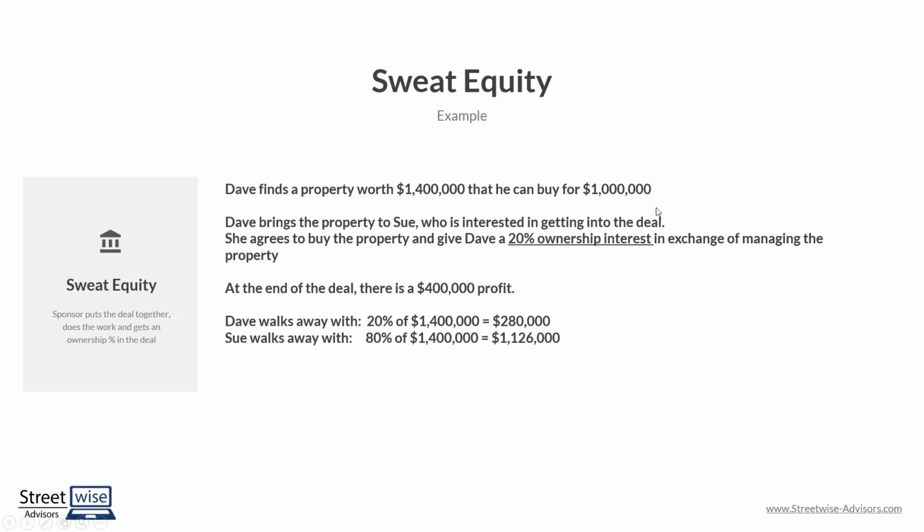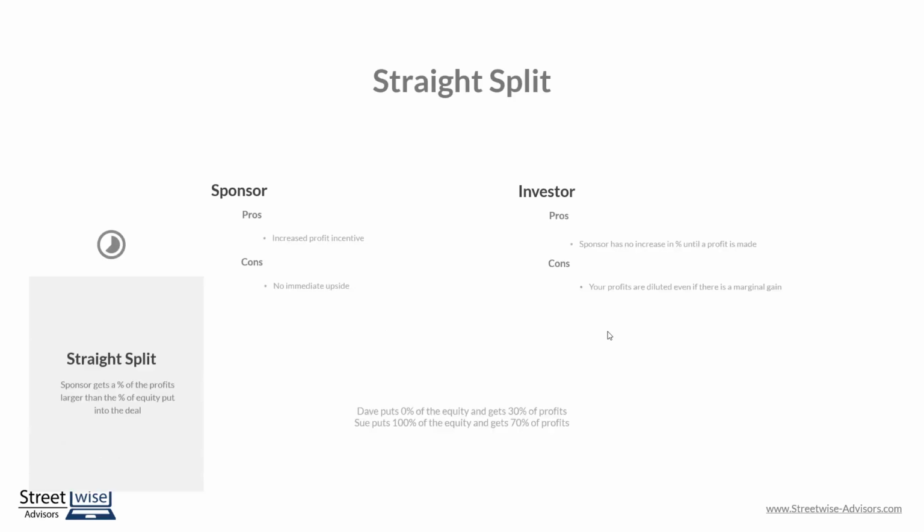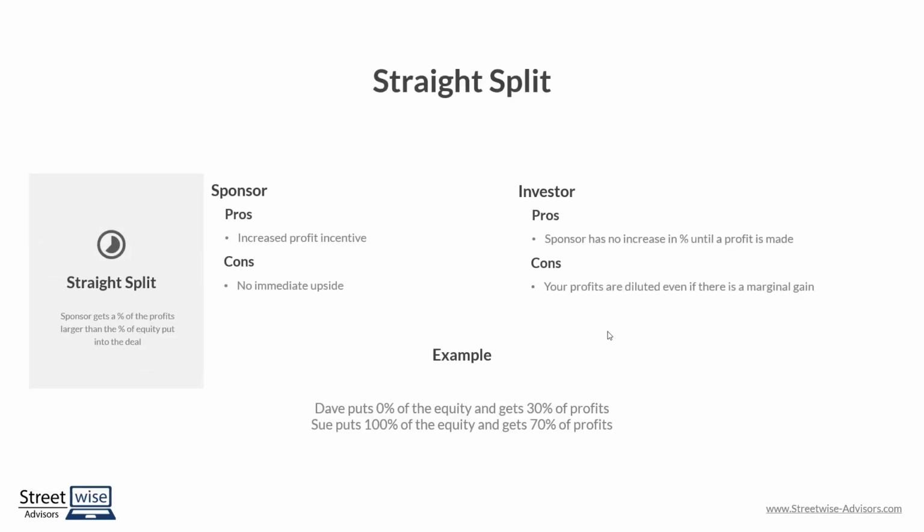And I also just want to point out, let's say something went bad, the market went down and the property only sold for $1 million. Then Dave would walk away with $200,000 and Sue would walk away with $800,000. And therein lies one of the limitations from an investor standpoint of the sweat equity structure. As a result, many investors are a little wiser than that, and they'll say, okay, let's do a straight split structure where maybe you don't put any of the equity in, but you just get a percentage of the profits as opposed to a percentage of ownership.